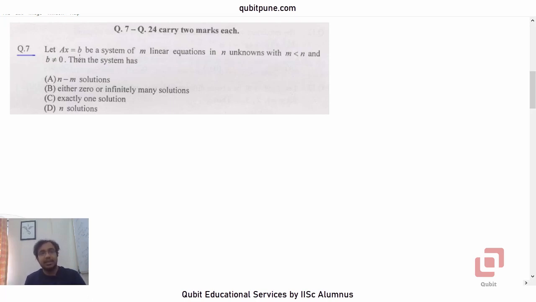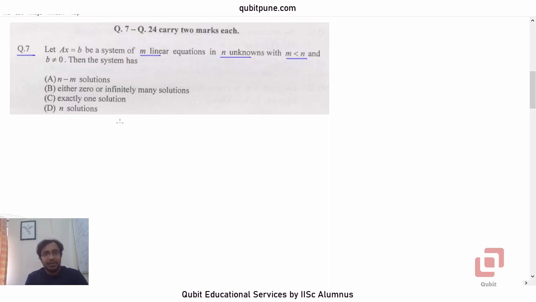It says let Ax equal to B be a system of m linear equations in n unknowns with m less than n, and B is not a null matrix or null vector. Then the system has n minus m solutions, either 0 or infinitely many solutions, exactly one solution, or n solutions.